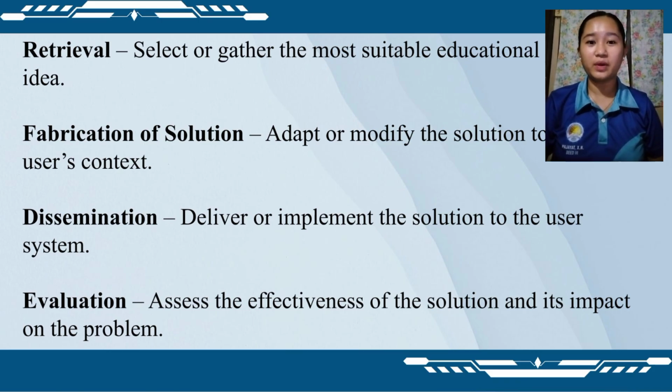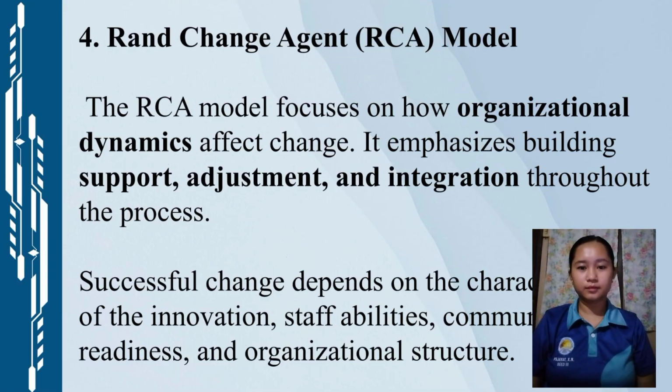Finally, the school evaluates the results, like checking whether the innovation solved the problem or needs further improvement. Just like, after several months, the teachers measure if students' reading comprehension scores have improved. So change succeeds when both sides communicate and collaborate, like identifying real problems, finding the right solutions, adapting them, and evaluating their effectiveness. So the last model is the Run Change Agent model.